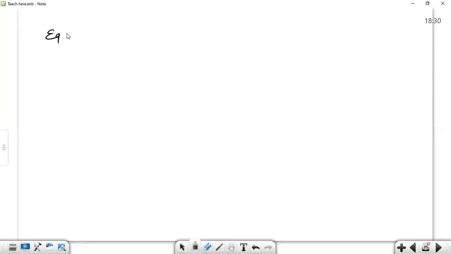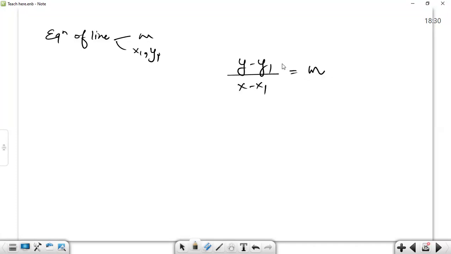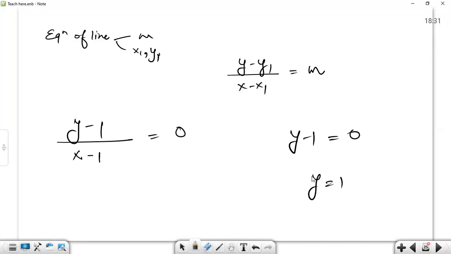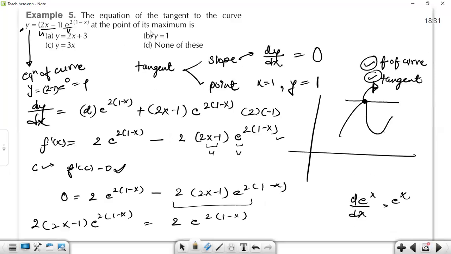So earlier we have discussed the equation of line when we have slope and when we have a point of that line. So basically the equation of line is this. Simple, as simple as that. So here we have y as 1, x is another 1, and slope is 0. So y minus 0 into x minus 1 into 0, 0. So y is equals to 1. It is the equation of tangent here. So answer would be B.